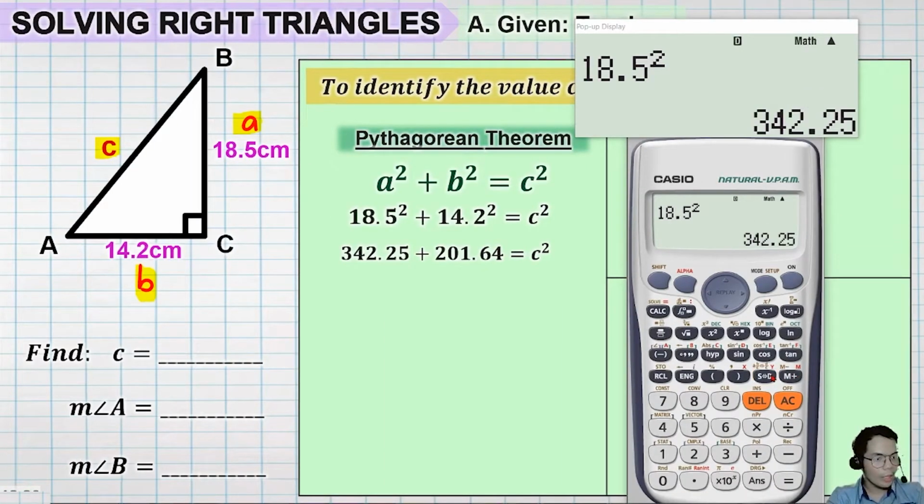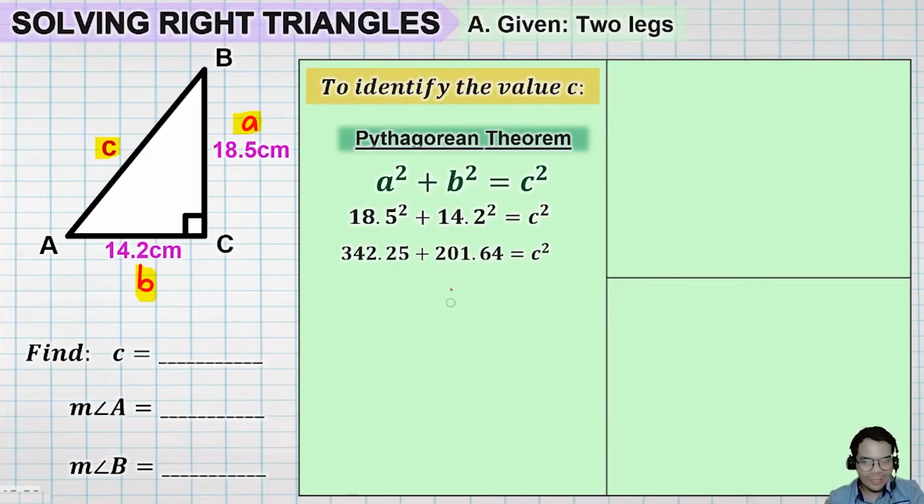Pero dun sa mga hindi naka-scientific or app yung gamit nila, pwede nyo pindutin yung D over C, sa baba ng x squared, yung pinindot nyo kanina. Nandun sa baba ng sign yung x squared, tapos yung nasa baba ng x squared, meron dyang D over C. Ibig sabihin yan, you will transform your fraction form to decimal. So, pag pinindot nyo yun, magiging decimal value siya. Gets po? So, hindi na tayo ma-stress. Kahit naka-app kayo, walang problema.